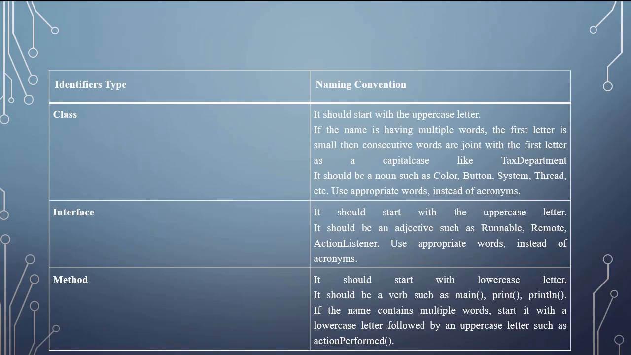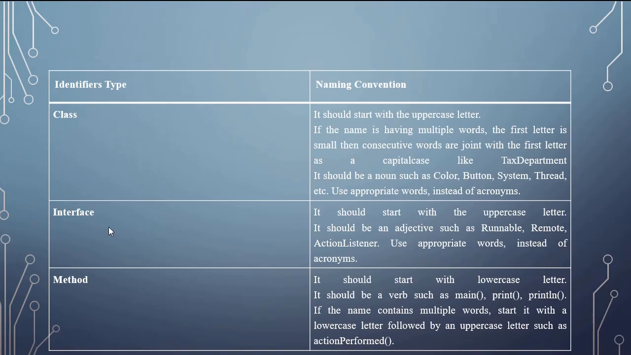First, the naming convention for class. It should start with an uppercase letter. If the name has multiple words, the first letter is capital, then consecutive words are joined with the first letter as a capital letter, like TaxDepartment. Here, the first letter is capital and the next consecutive word, Department, D is capital. It should be a noun like Color, Button, System, Thread, etc. Use appropriate words instead of acronyms.